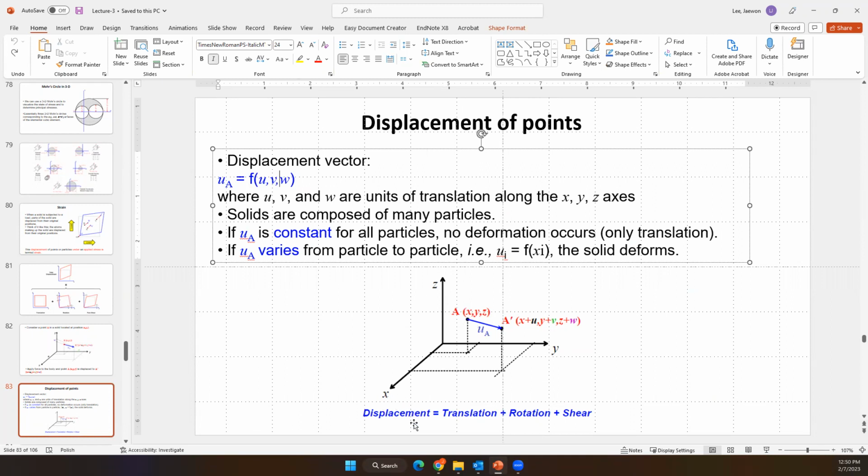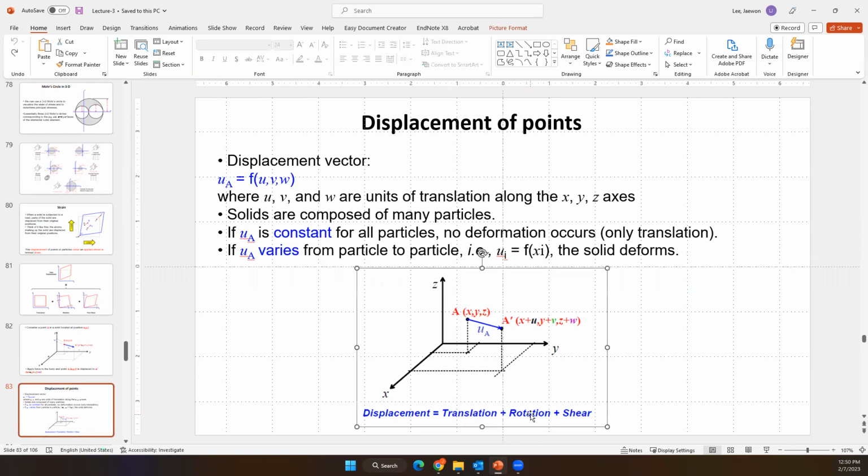So we can explain that displacement equals translation, rotation, and shear, as I explained before. So we can explain the translation displacement vectors.